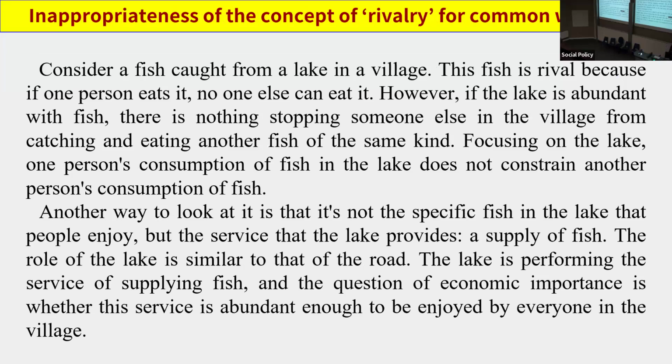Consider a fish. I'd like to talk about the inappropriateness of the concept of rivalry for Commonwealth. Consider a fish caught from a lake in a village. This fish is rival because if one person eats it, no one else can eat it. However, if the lake is abundant with fish, there is nothing stopping someone else in the village from catching and eating another fish of the same kind. Focusing on the lake, one person's consumption of fish does not constrain another person's consumption. Another way to look at this is that it is not the specific fish in the lake that people enjoy, but the service that the lake provides, the service of supply of fish.